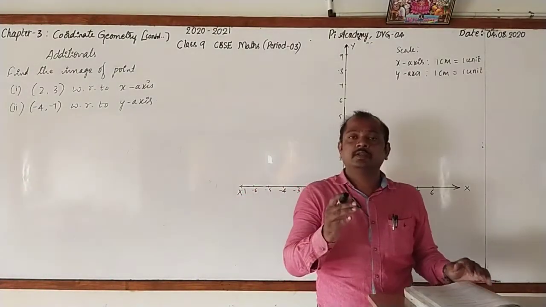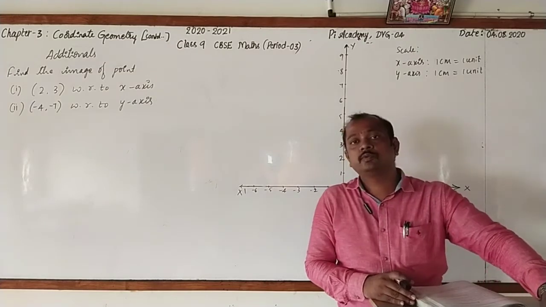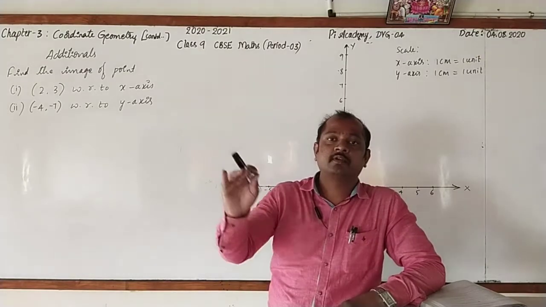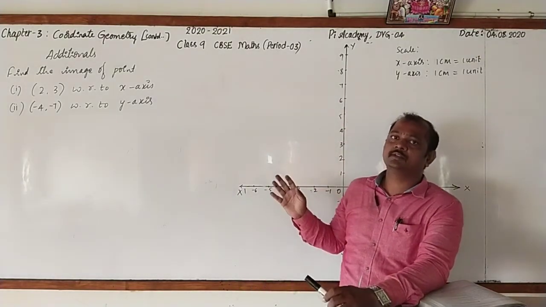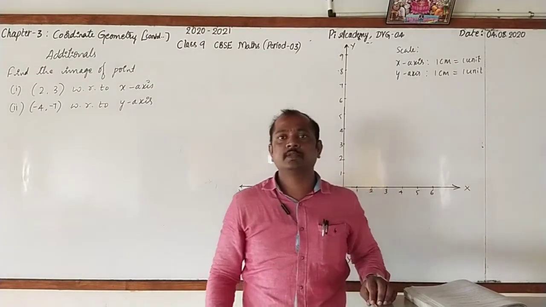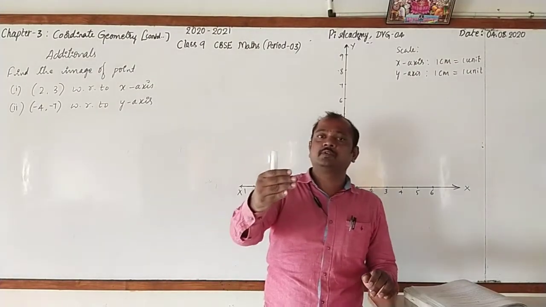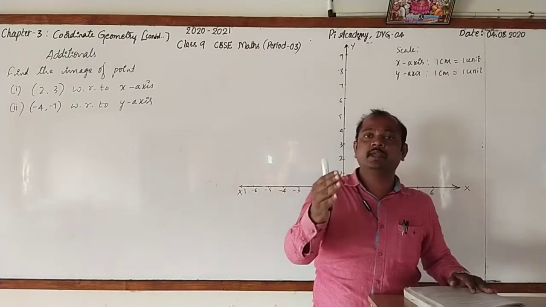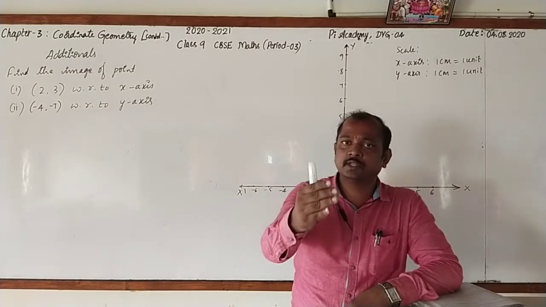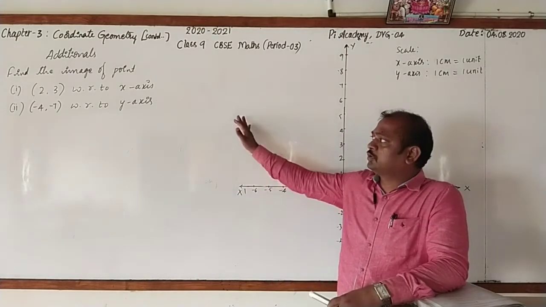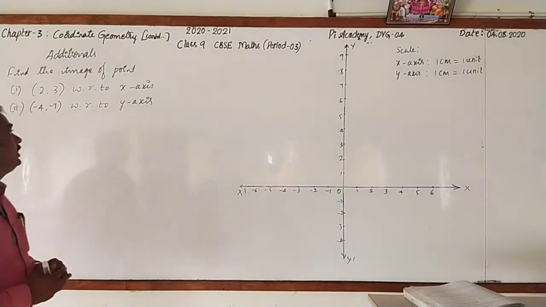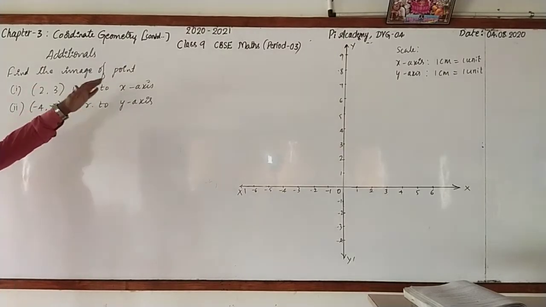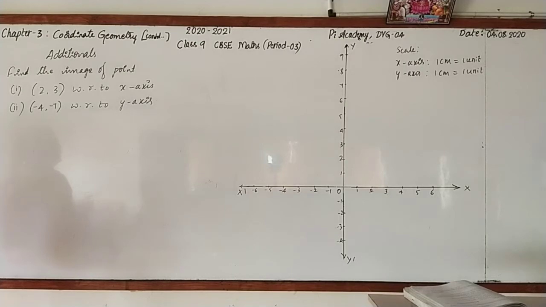Image, in general, if you want to define this scientifically, we will say that image is the rays meeting point. Here it is not like that. I'll give you a simple situation. When you stand in front of the mirror, what do you see? You can see your image in the mirror. That is, image is nothing but your reflection. Here also, we are going to write the coordinates of the image of these points with respect to x and y axis.